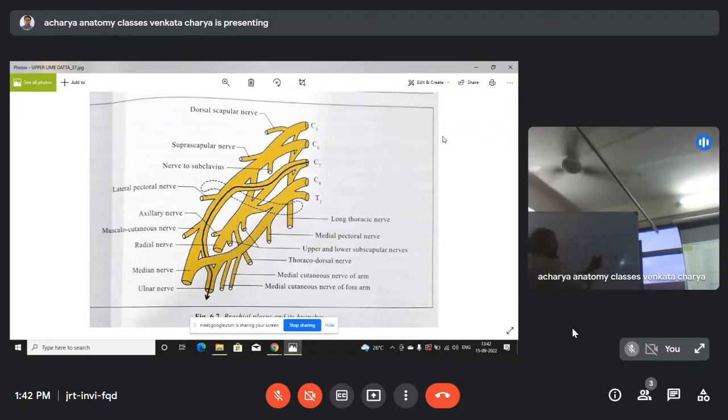The lateral cord gives three branches: 1, 2, 3. L, M, L. LML branches.